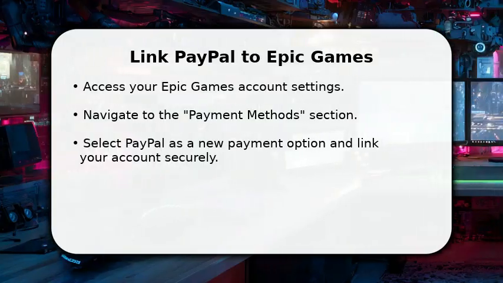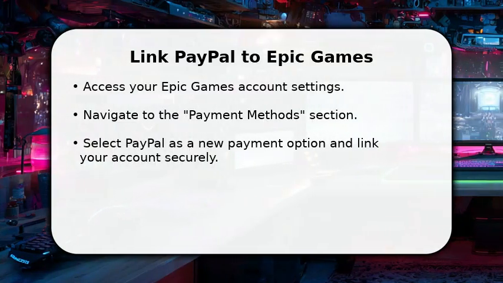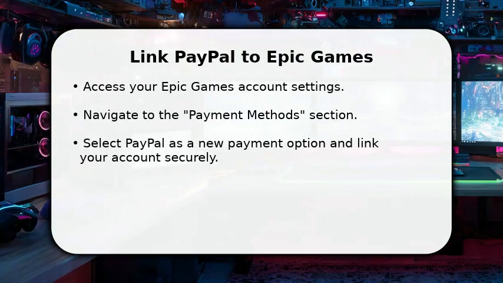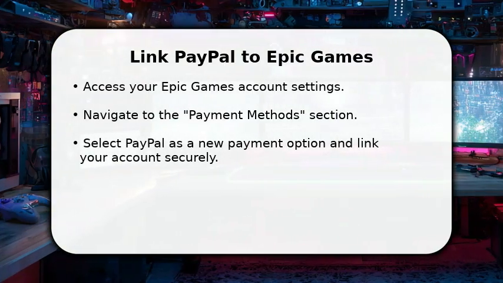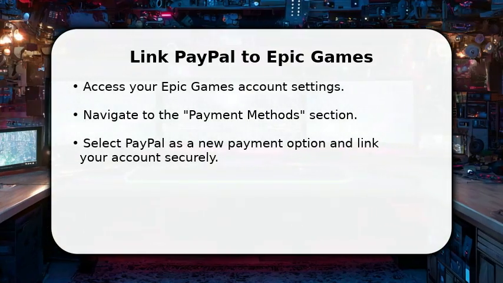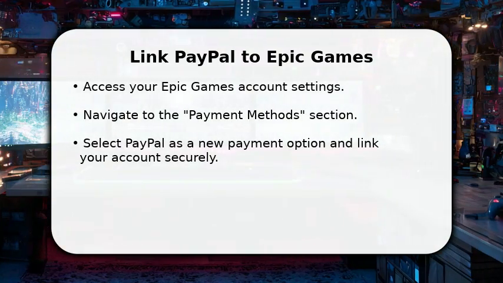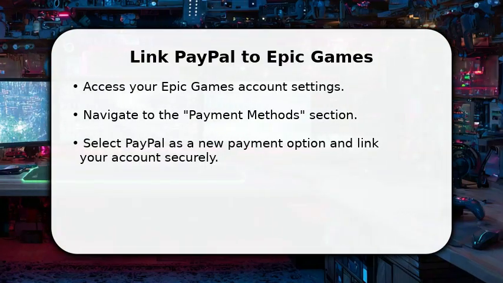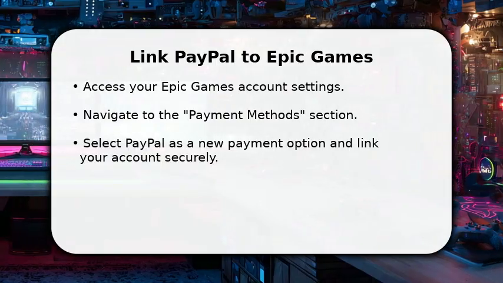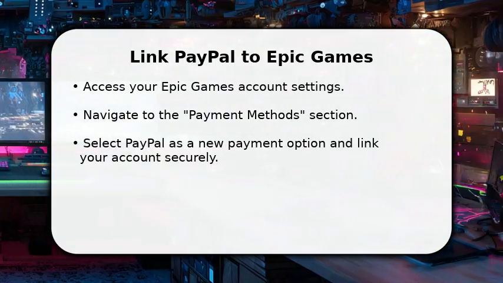In this video, I will explain how to use PayPal to buy V-Bucks. First, you'll need to link your PayPal account to your Epic Games account. Simply log in to your Epic Games account, head over to the account settings, and find the Payment Methods section. From there, choose PayPal and follow the prompts to securely connect your accounts. Make sure your PayPal has enough funds or a linked bank account ready for your purchase.